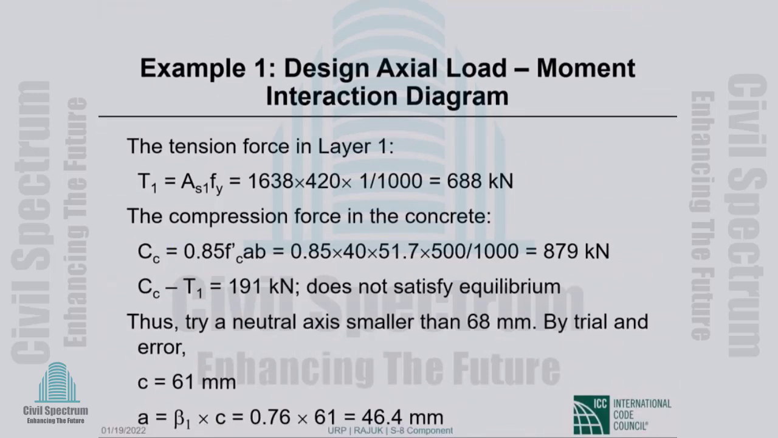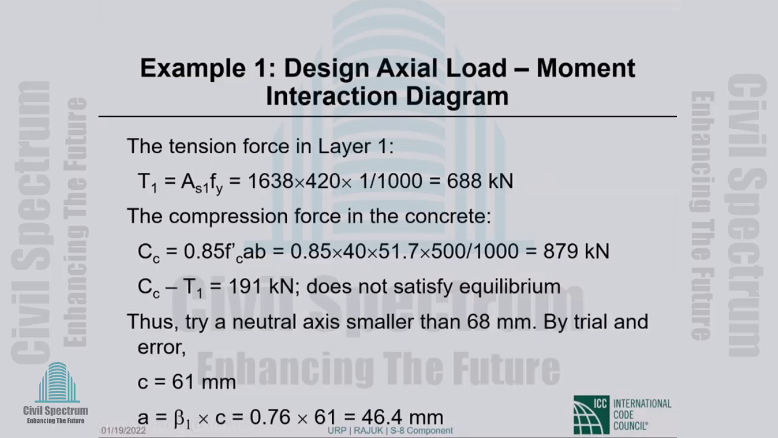The tension force is the area 1368 multiplied by the yield strength, 688 kilonewtons. The compression force in the concrete, 0.85 f sub c prime A B, where f sub c prime is 40, A calculated value 51.7. This is if we assume neutral axis depth is 68 millimeters and B is 500, so that gives us 879. C is not equal to T. Compression is not equal to tension. The section is not in equilibrium.